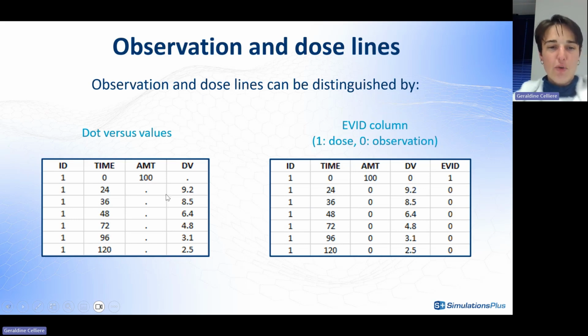To distinguish the dose and the observation lines, I can either use a dot in the cell that is not meaningful on that line, or, if I prefer to have numeric values everywhere, I would need an additional column called EVID that has value 1 to indicate dose lines and value 0 to indicate measurement lines.